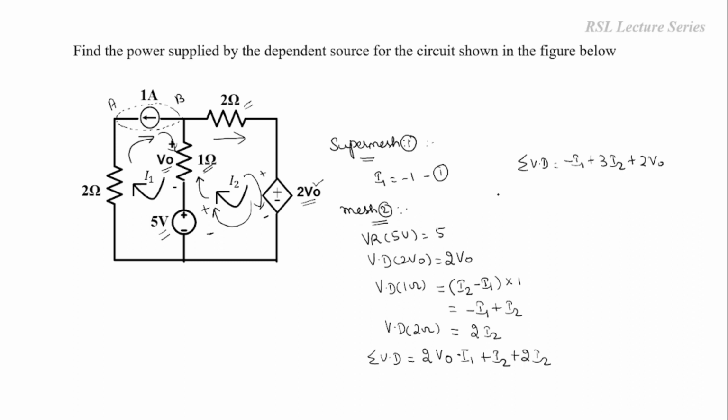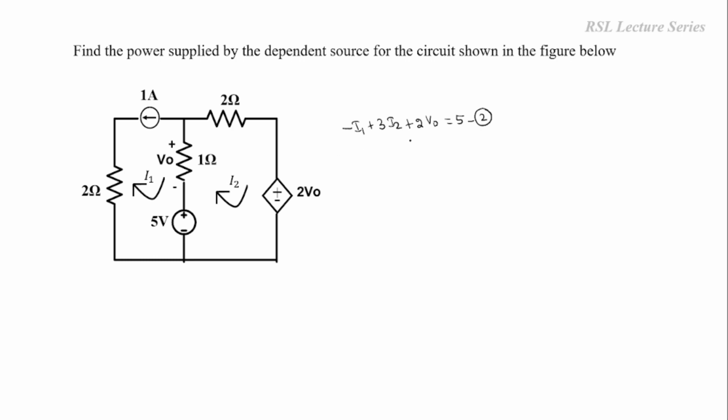Now we have to write down the Kirchhoff's voltage law equation. By Kirchhoff's voltage law, the sum of the voltage drops is equal to the sum of the voltage rises. So this can be written as minus I1 plus 3I2 plus 2V0 equal to 5. This is equation number 2. This is the second equation we have obtained: minus I1 plus 3I2 plus 2V0 is equal to 5.